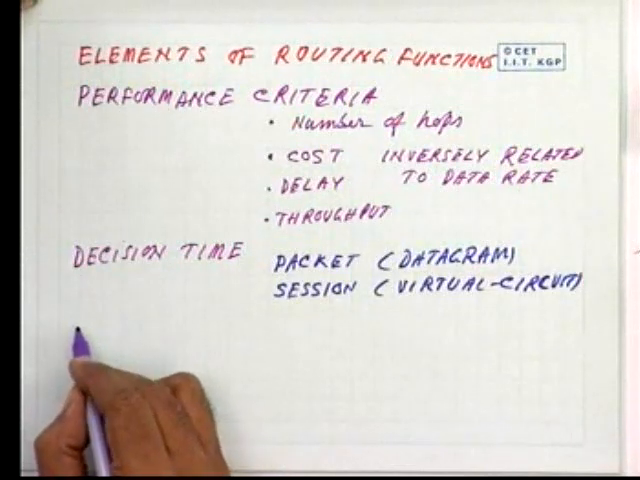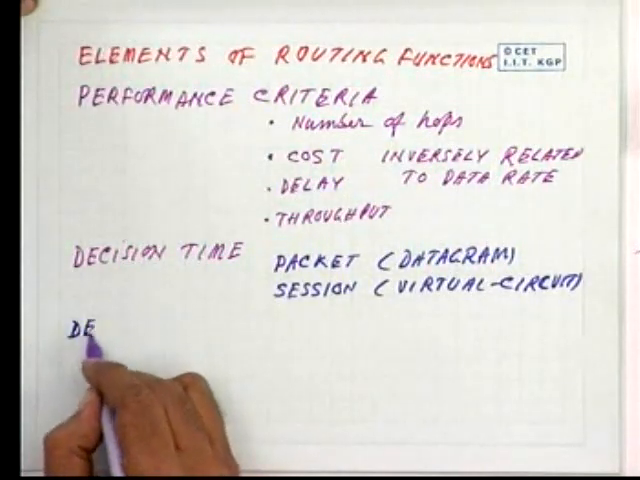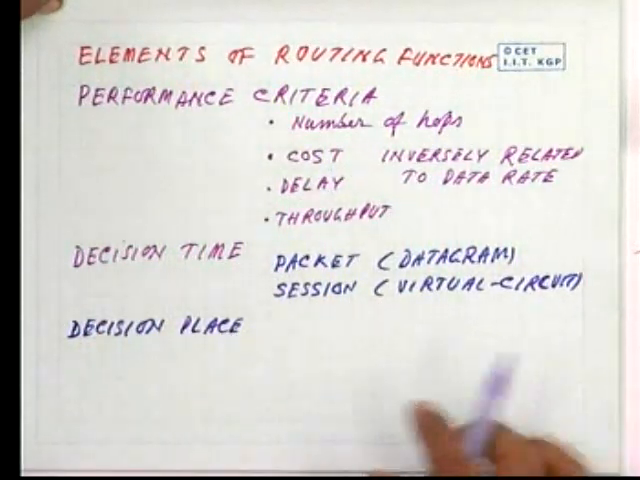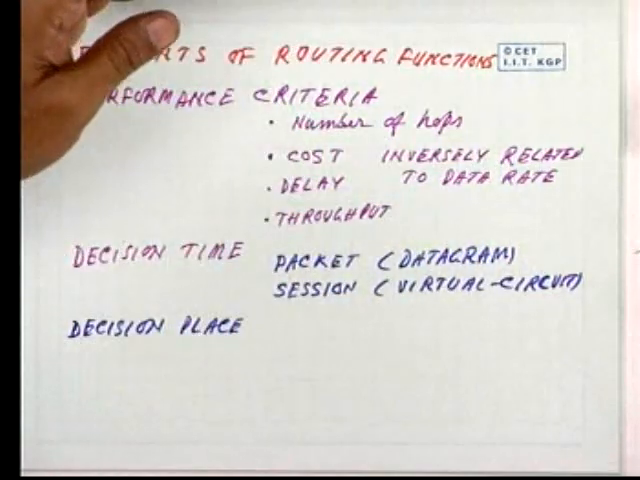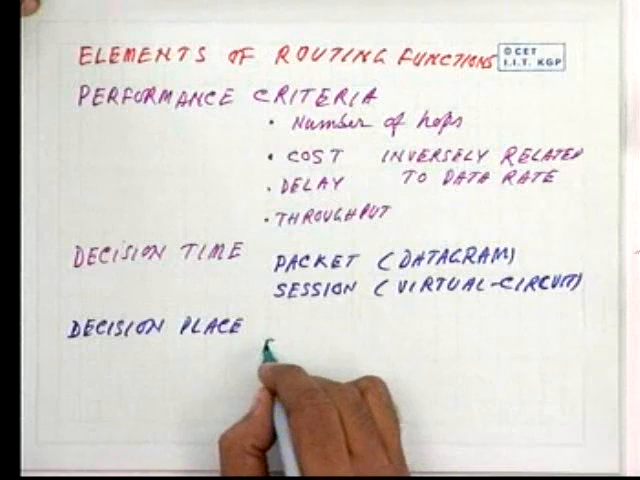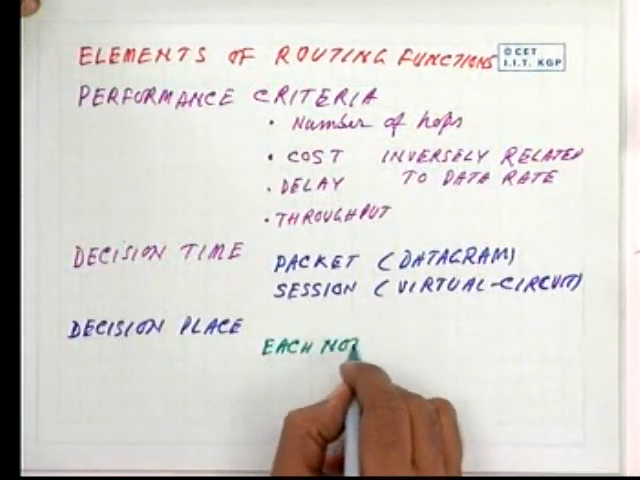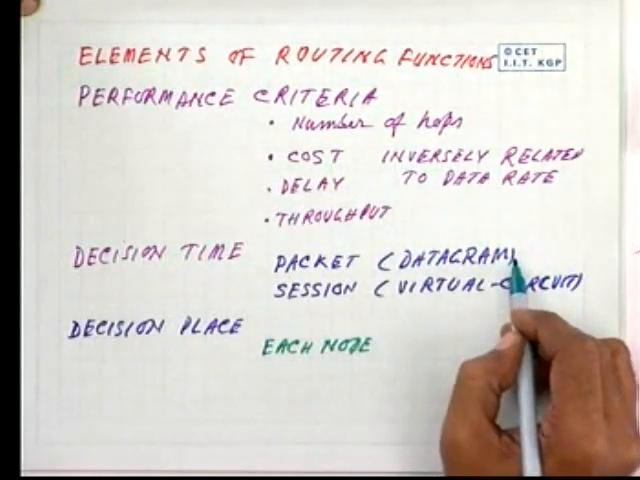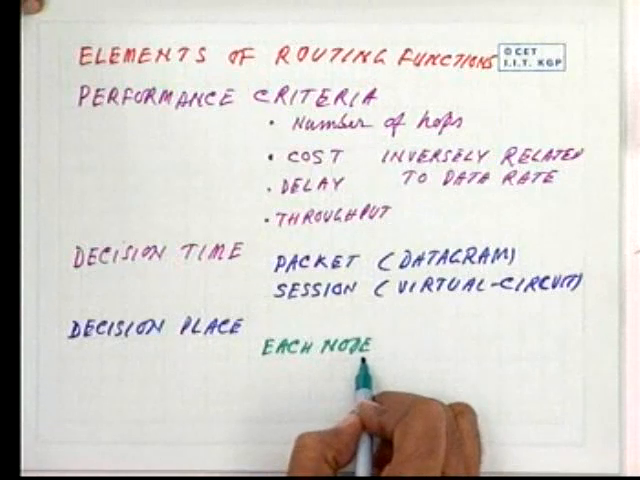Now, where is the decision taking place? Decision place. There are several alternatives in this. For example, it can be each node. In the datagram type of service, as you know, as the packet is passing through the network, each node has to decide through which route that packet has to be routed. So each node is provided with the routing capability, and the decision takes place in each node.